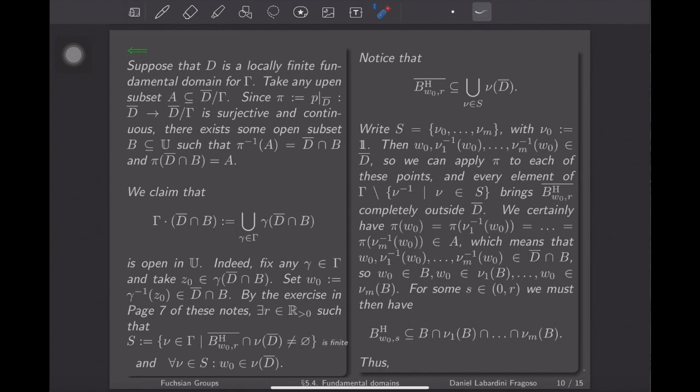And now I take, so okay, so now, yes, and now I claim that the union of all the gamma translates of this set, that is this one, the union of all those gamma translates, is open in the hyperbolic plane.